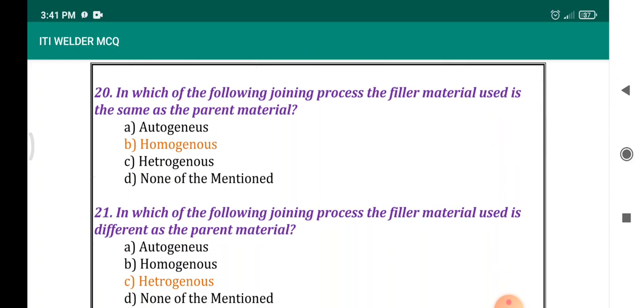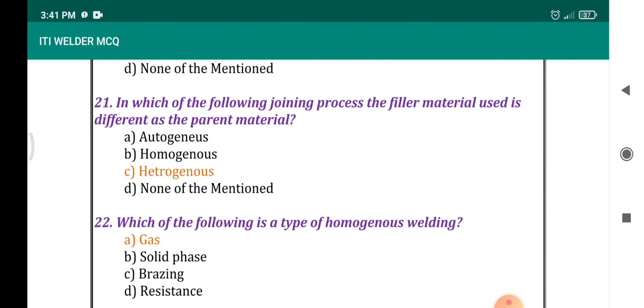In which of the following joining processes is the filler material the same as the parent metal? So we have autogenous, homogeneous, heterogeneous and none of them. Autogenous means we will not be using any filler material. Homogeneous means we will be using the same filler material as the parent metal. Okay, so the correct answer is homogeneous operation.